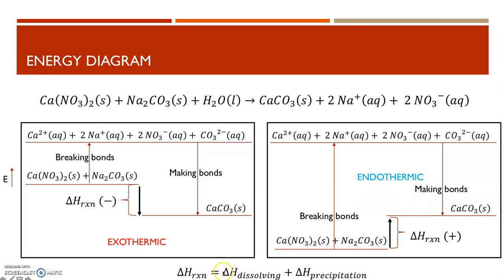So we have the enthalpy of dissolving. That's going to be a positive value because it's going to require energy that we put in to break bonds. And then we have the enthalpy of precipitation, or making those new bonds, and that's going to be a negative value. So the enthalpy of reaction is the sum of those two things, a positive value and a negative value. And if the positive value outweighs the negative value, then you'll have an endothermic reaction. If the negative value outweighs the positive value, then you'll have an exothermic reaction.